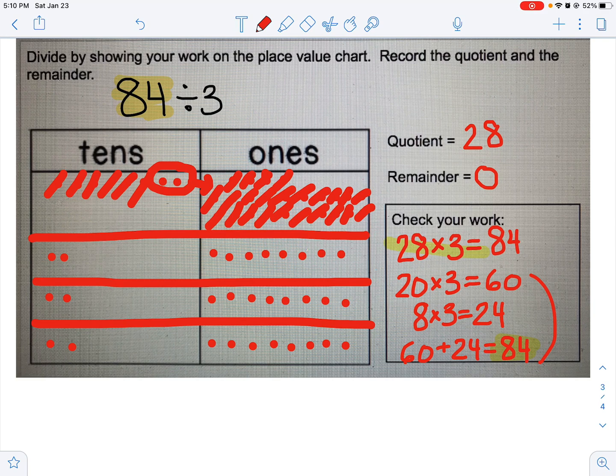We have divided 84 into 3 equal groups using our place value chart. Now it's your turn to give it a try. Don't forget, start with your tens. Regroup any remaining tens back into ones. Show your work. Let me know if you have any questions.